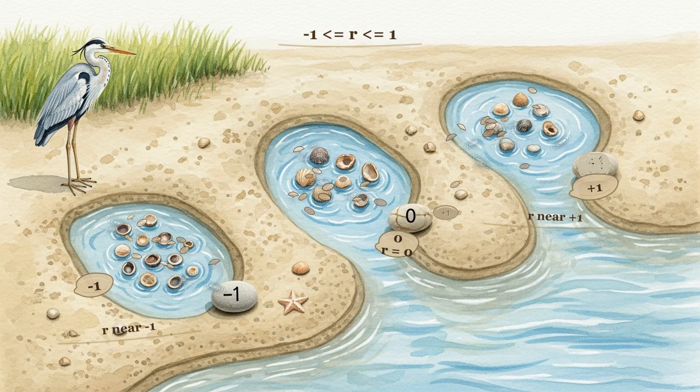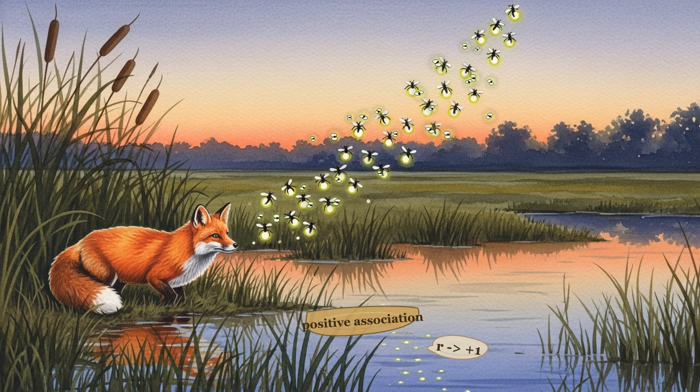Near +1, points cluster on an upward sloping line. Near -1, they stick to a downward sloping line. Near 0, they scatter into a shapeless cloud. This single number allows us to compare different sets of data by looking at two things: the sign, which shows the direction, and the size, showing the strength.